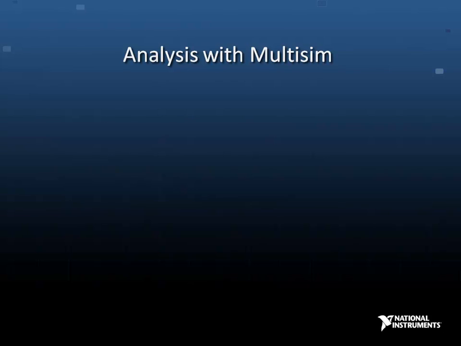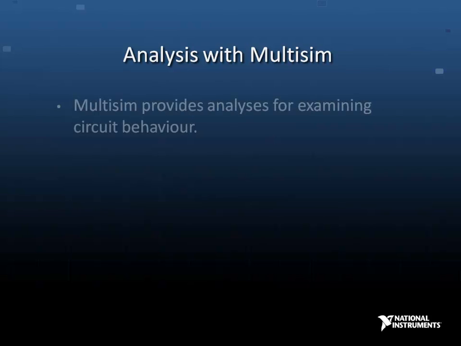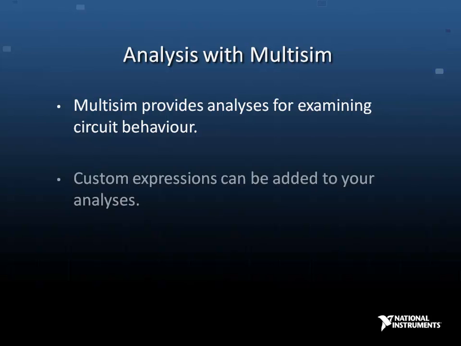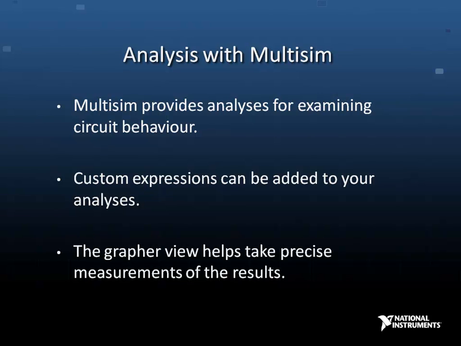Let's start by taking a look at how analyses work in Multisim. Many different types of analysis are provided for examining circuit behavior, such as transient, noise, and Fourier analysis. These analyses require a circuit to already be captured and ready for simulation to run. Custom expressions can be added to your analysis to better visualize specific aspects of the circuit and the results of the analysis. The grapher view is an interactive tool that helps visualize and measure results from conducted analysis.